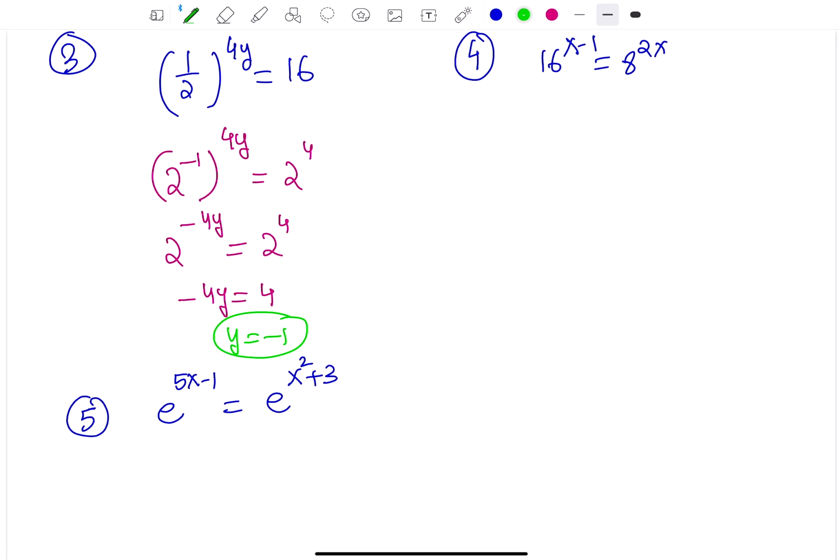Domain of exponential functions is all real numbers, so there's no domain restriction. We don't have to worry about any domain restrictions in case of exponential equations or exponential functions.